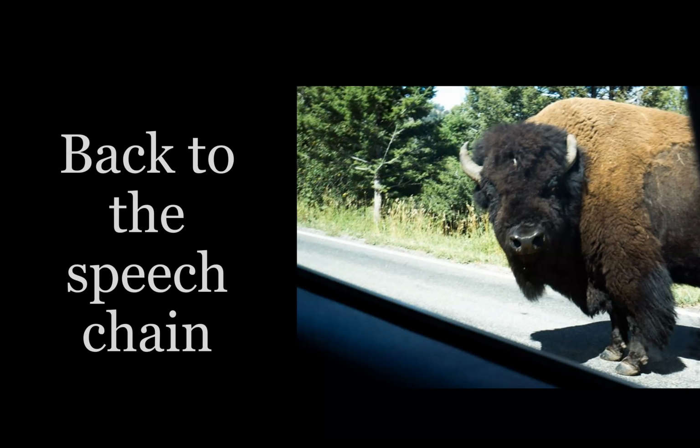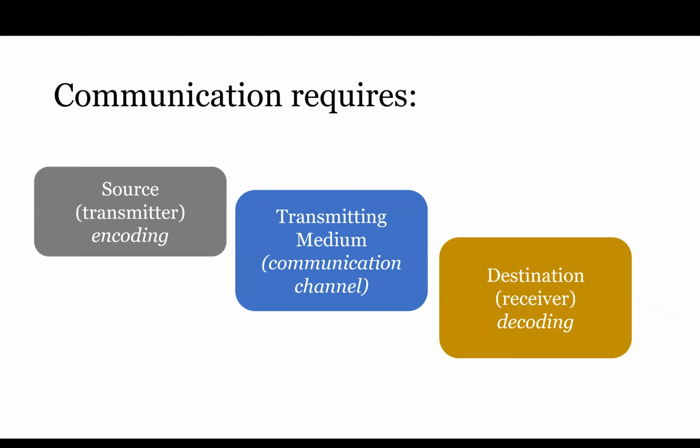So let's go back to the speech chain. What we're going to think about now is some of the basic principles that are useful just in terms of laying the groundwork for understanding the concepts in this class. Communication requires at least 3 different components. There's a source, there's a transmitting medium or the communication channel, and a destination where it's going. So if you are missing any of these, then you aren't really successfully communicating. If you have a source and a destination, you need something in between them to carry that message.